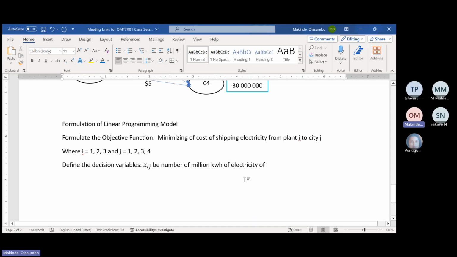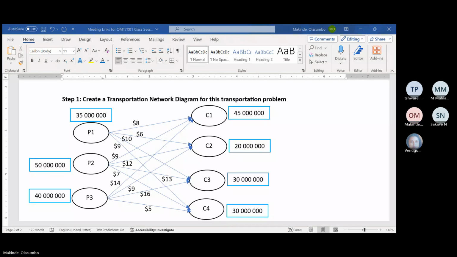So we can continue. Xij, the number of million kilowatt hours of electricity to be shipped from plant I to city J. Any unit shipped from plant 1 to city 1 is X11. So we have many decision variables because we can ship from different plants to different cities.